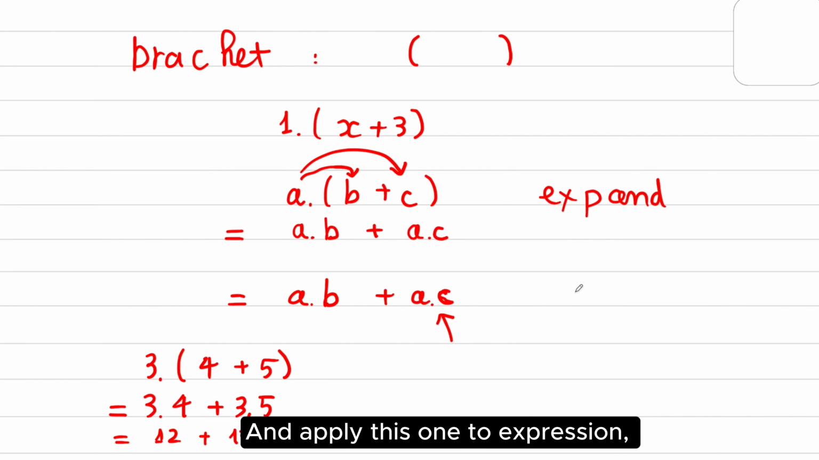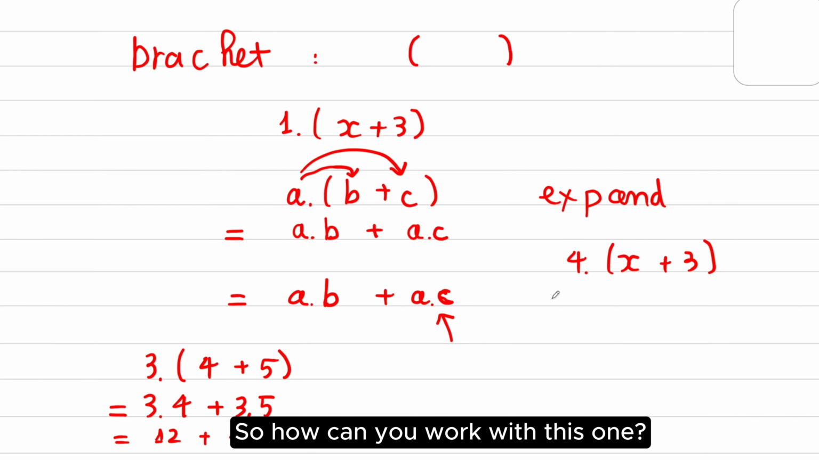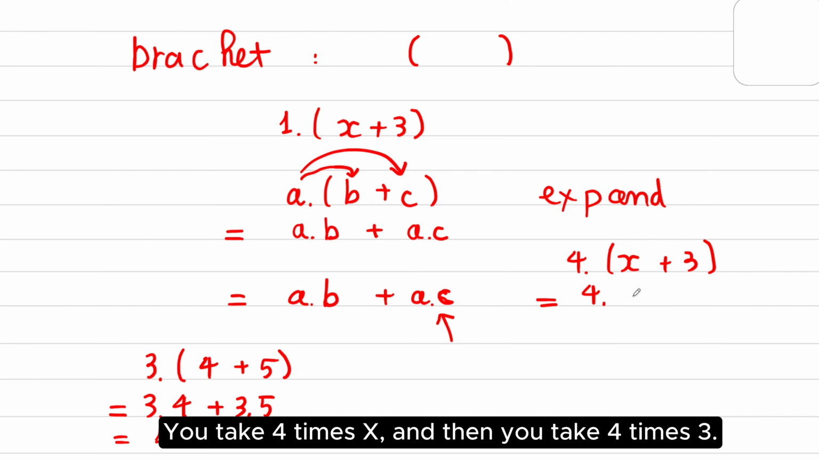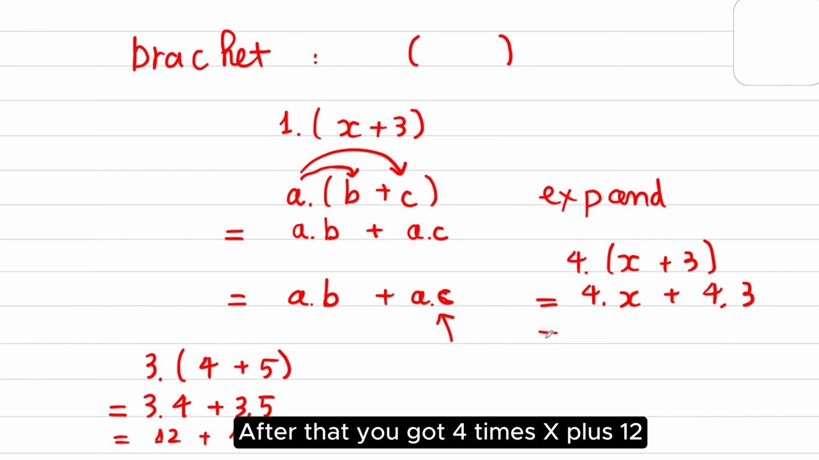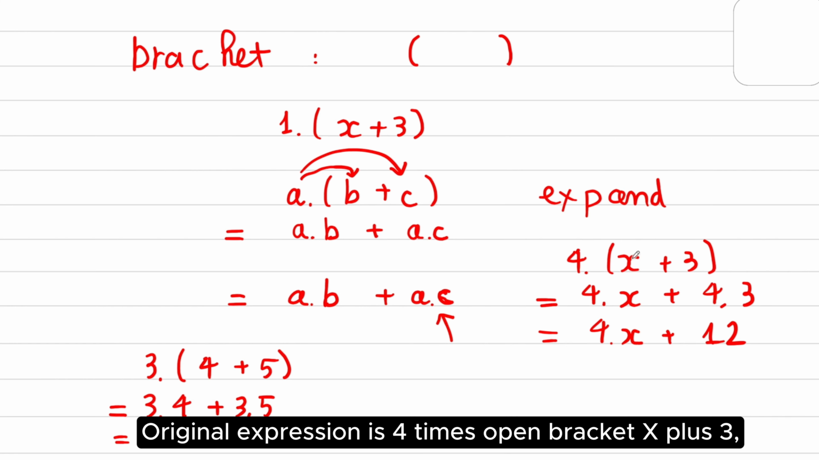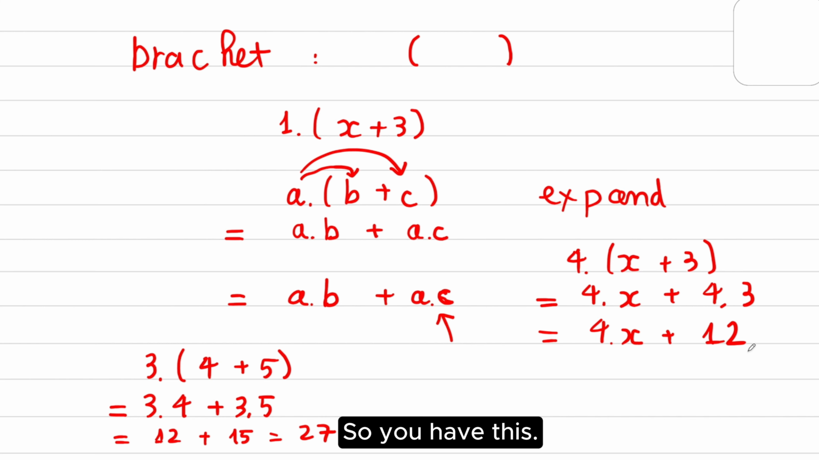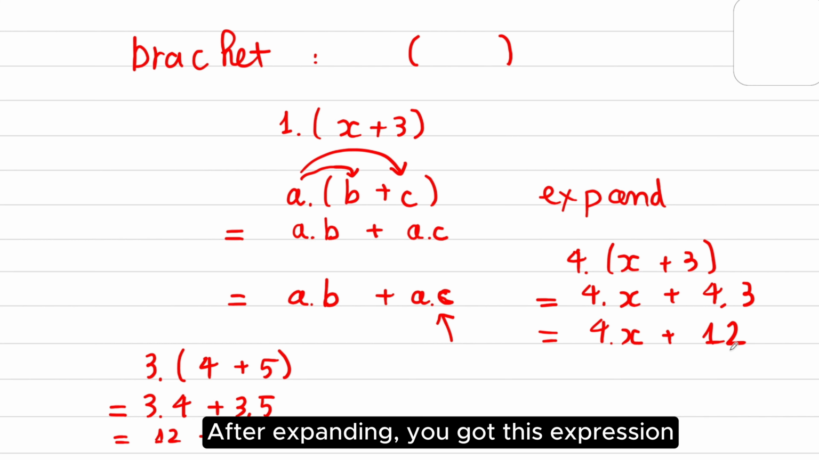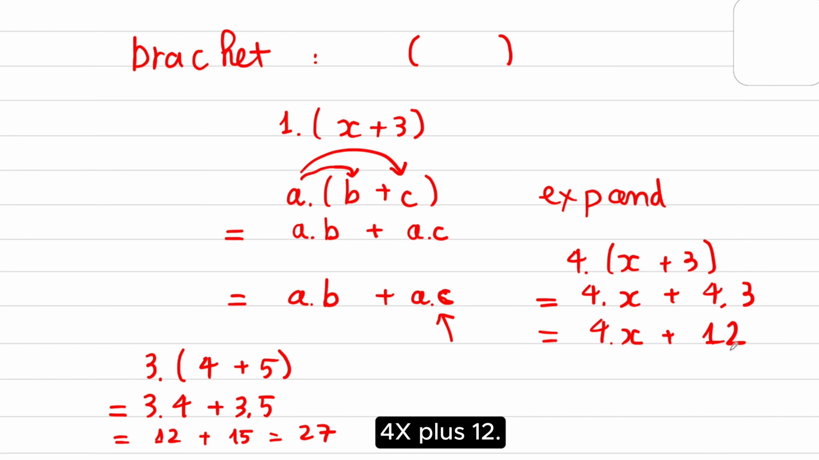And apply this to an expression, you will have 4 times (x plus 3). So how can you work with this one? You take 4 times x, and then you take 4 times 3. After that, you get 4 times x plus 12. And this is a new expression. The original expression is 4 times open bracket x plus 3. After expanding, you get this expression: 4x plus 12.